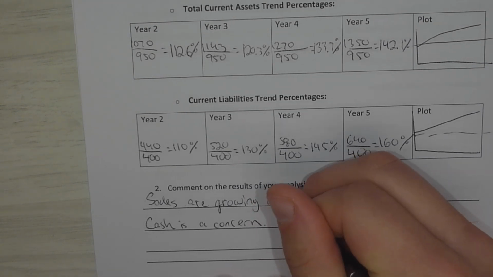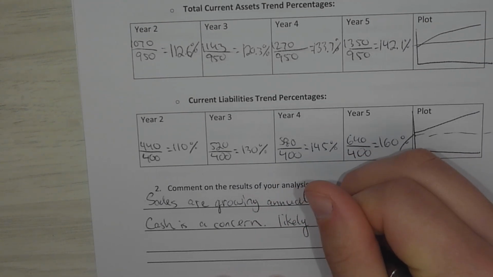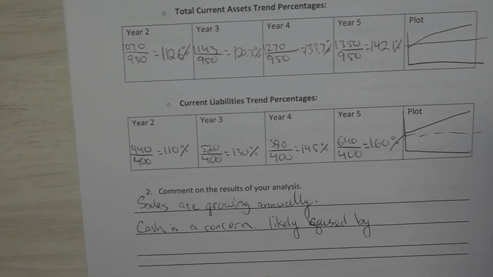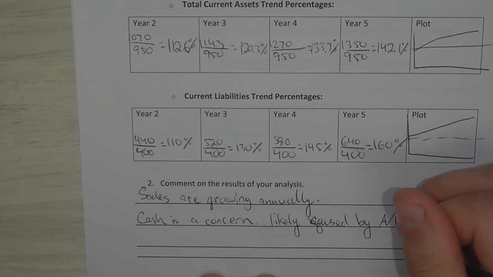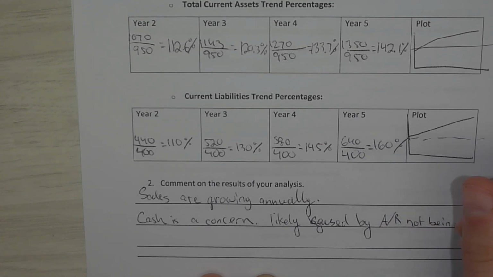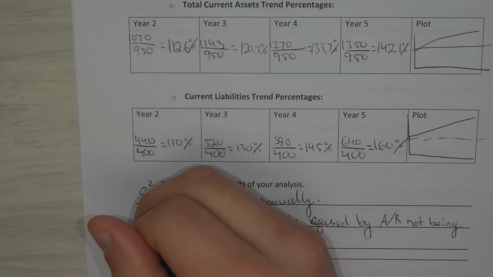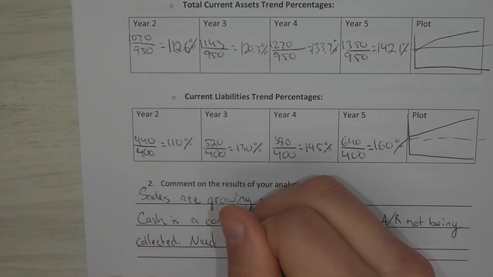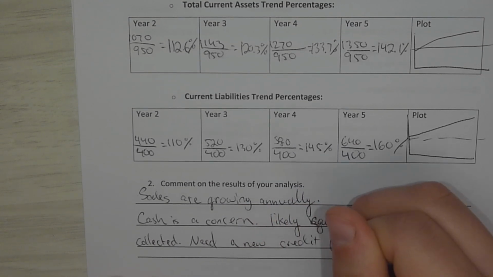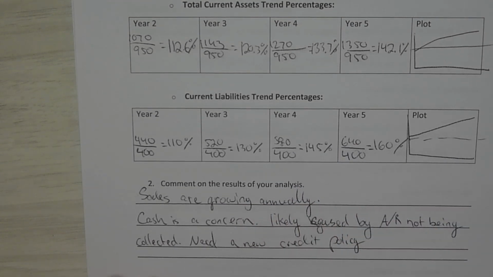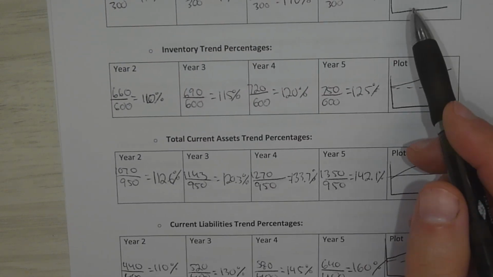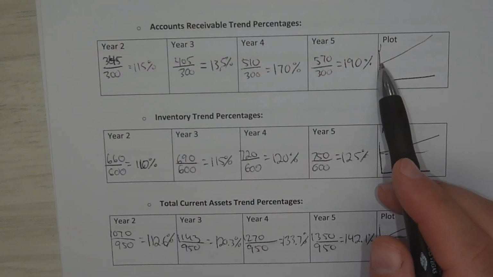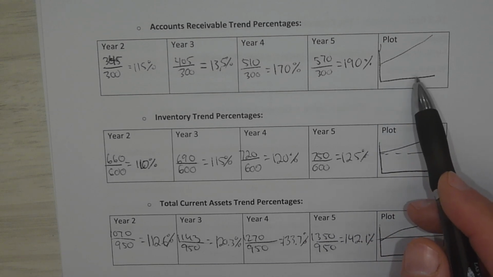This is likely caused by AR not being collected. Need a new credit policy. Right? So as companies, they need to either start incentivizing or disincentivizing late payments. Need to start getting more aggressive with their collections. If they started collecting their accounts receivable, got this down to what their base was, or even lower, cash will be much less of a problem.